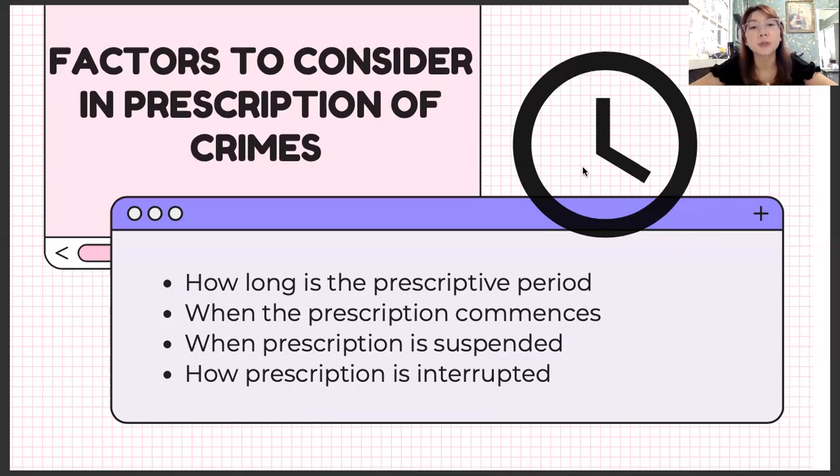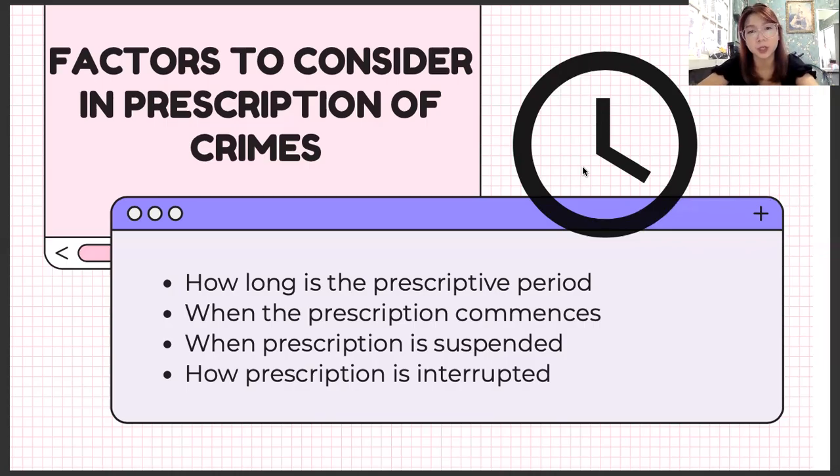So this rule covers both offenses under the RPC and special penal laws which do not provide for their own rules. So when does the prescription run again after it has been interrupted? It commences to run again when such proceedings terminate without the accused being convicted or acquitted, or are unjustifiably stopped for any reason not imputable to him.